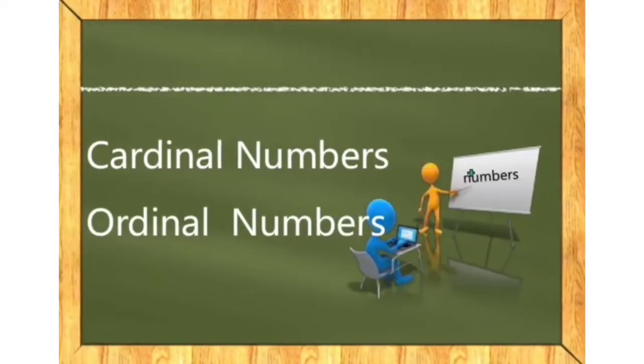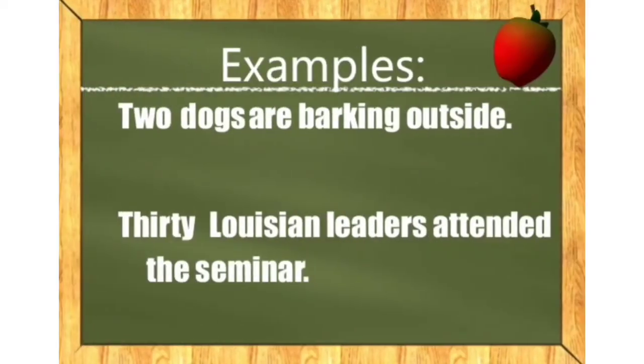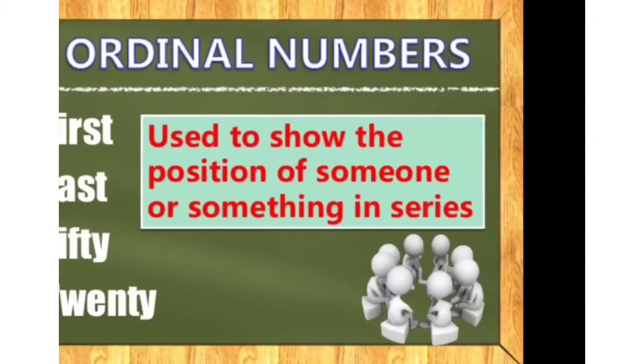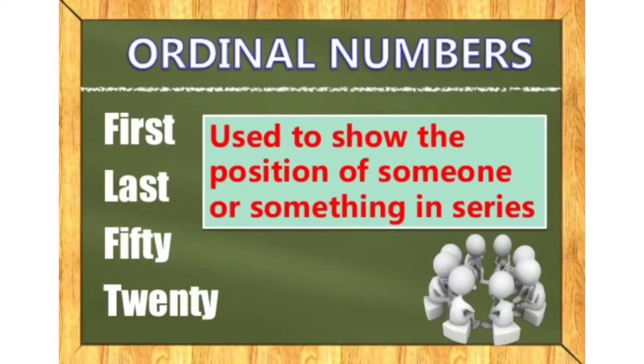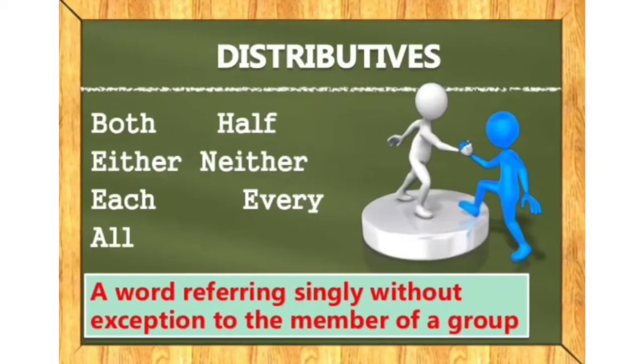Cardinal and ordinal numbers. Cardinal numbers are used in simple counting and show quantity: 1, 10, 30, 40, 2, 9. The 2 dogs are barking outside. 30 leaders attended the seminar. Ordinal numbers are used to show the position of someone or something in a series: first, last, 50th, 20th. Example: Luffy defeated the first commander in Blackbeard Pirates.